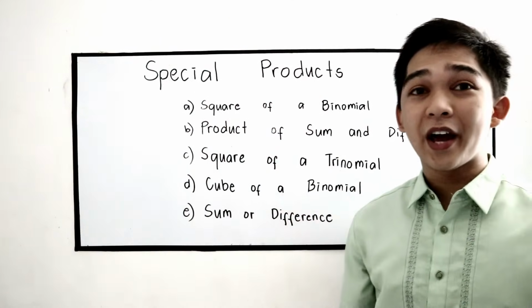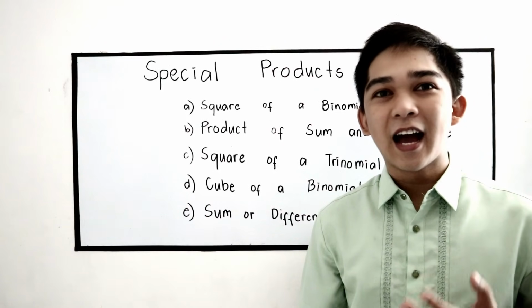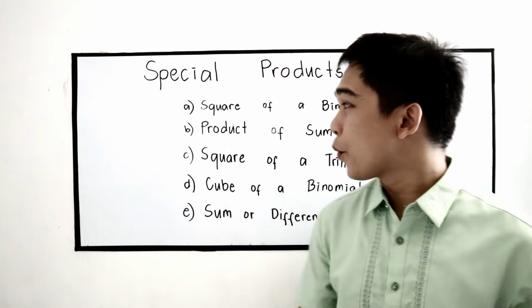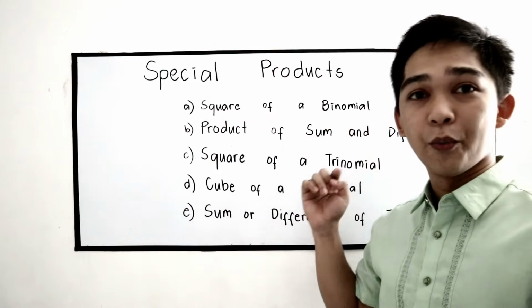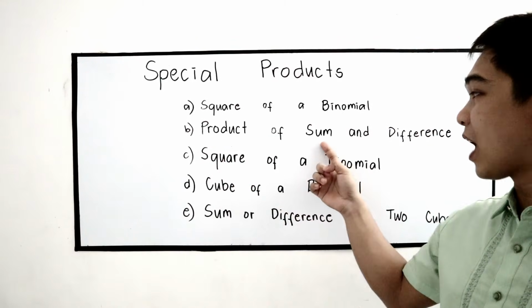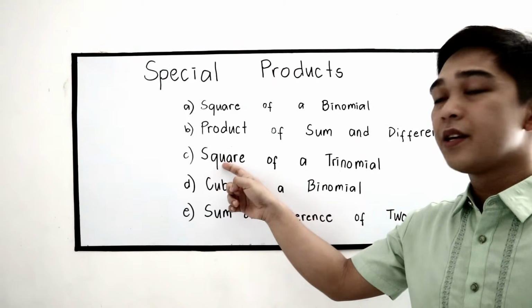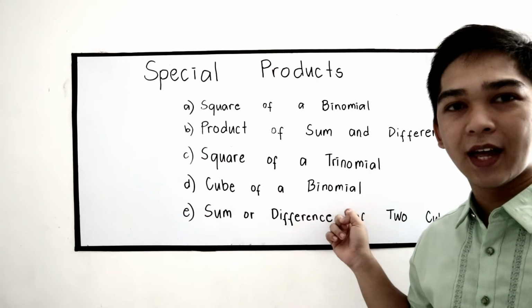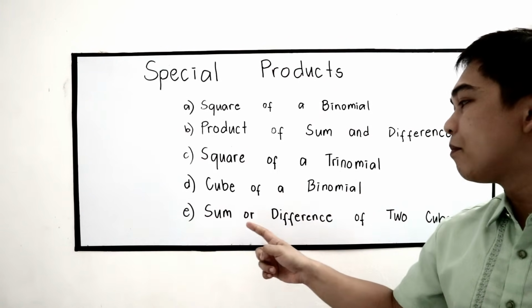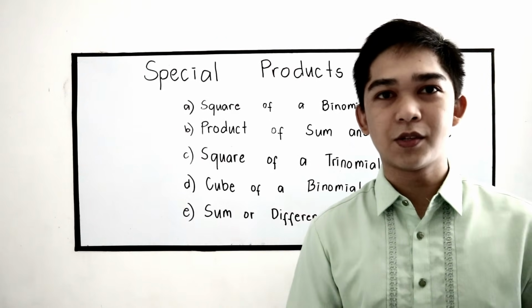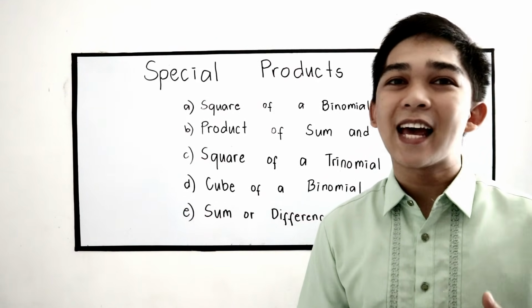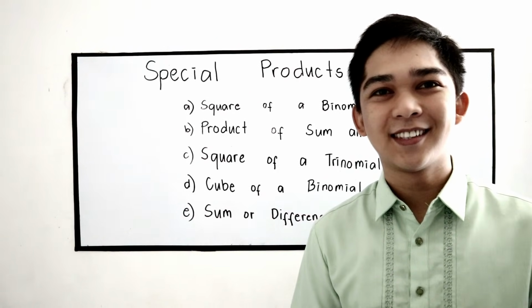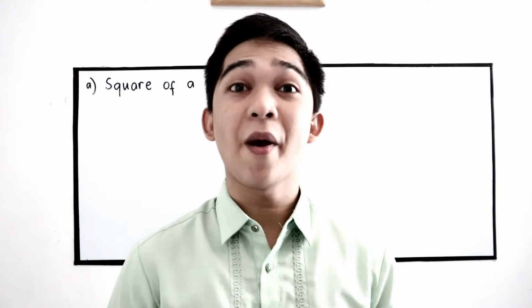The special products. Under the special products, we have the square of a binomial, product of sum and difference, the square of a trinomial, the cube of a binomial, and sum or difference of two cubes. We're going to discuss that one by one. The good thing about this special product is you can solve the expression mentally.